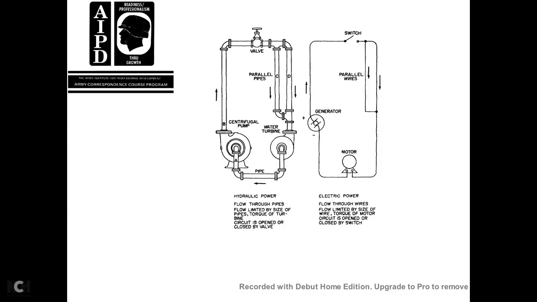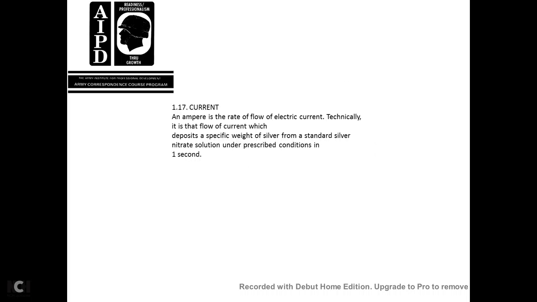This figure shows the hydraulic power flow through the pipes. The flow is limited by the size of the pipe, and the torque of the turbine. The circuit is opened or closed by the valve. The valve connects the parallel pipes to the water turbine, and the pipe goes through the pump back to the valve. The electrical power side shows the electrical circuit, with the switch and the parallel wires going into the motor and through the generator back to the switch. Electrical power flows through the wire, limited by the size of the wire. The torque of the motor circuit is opened and closed by the switch.